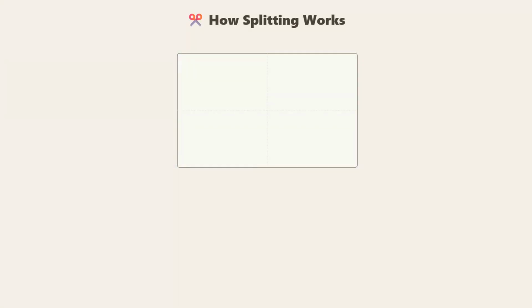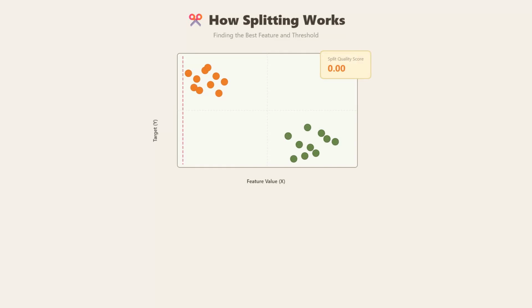Now let's understand how a decision tree finds the best way to split data. This is the heart of the algorithm. Imagine you have a scatter plot with two classes of data points, orange and green.